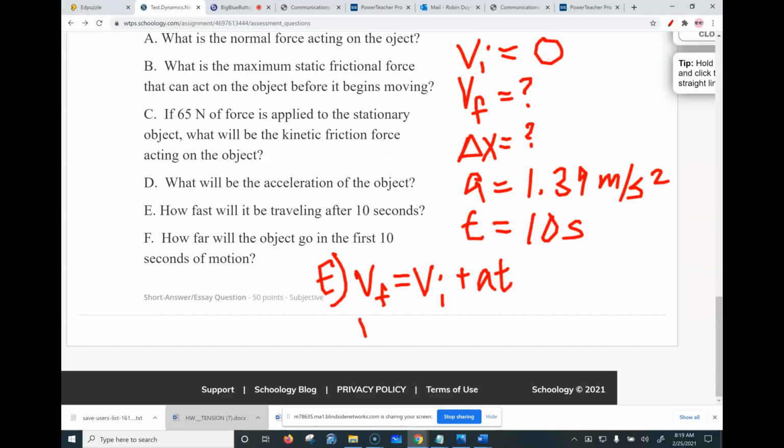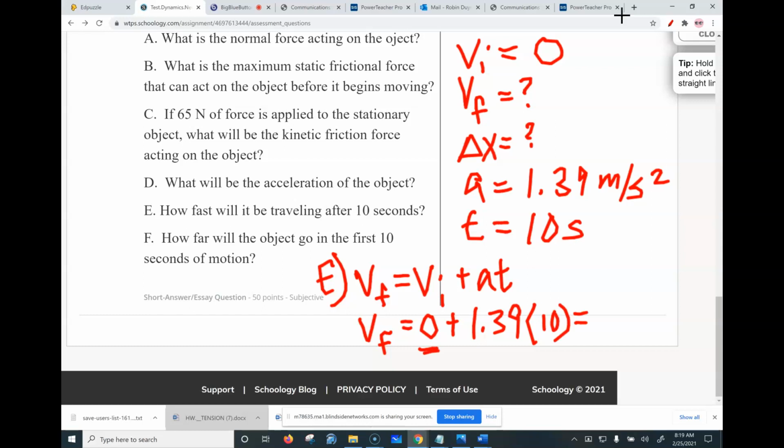Then I would go and I can put in 0 plus 1.39 times 10. I don't care so much if you don't put that 0. Like, that's okay. This, you gotta have. So then we know that the final velocity was 13.9 meters per second.